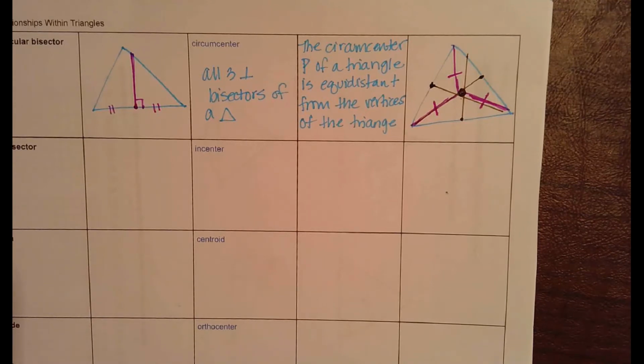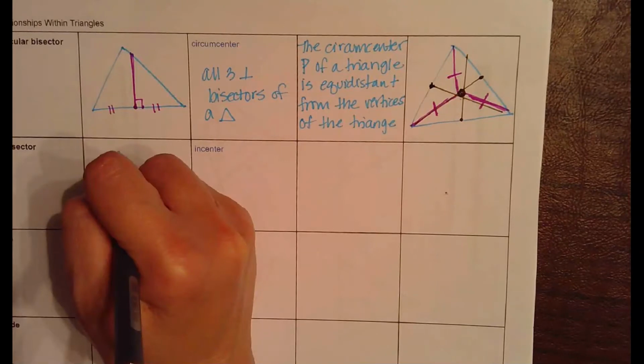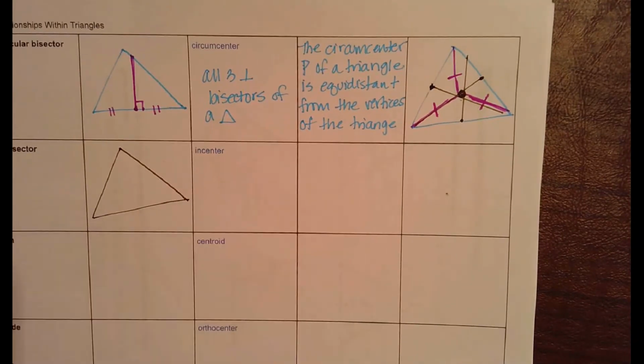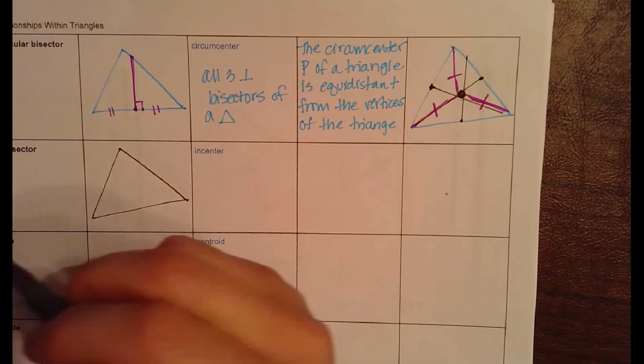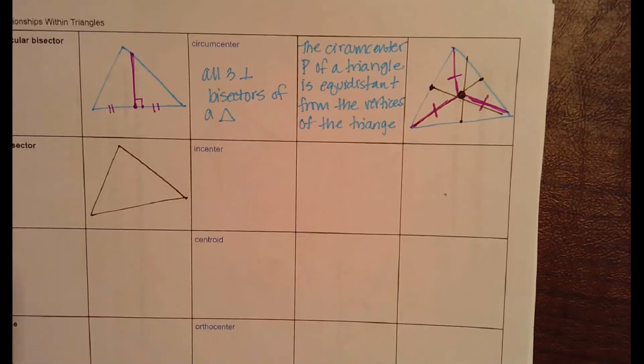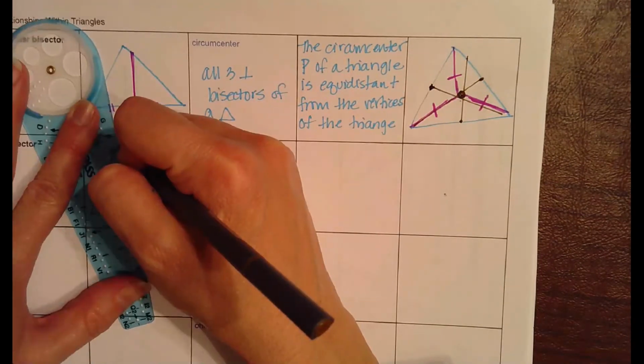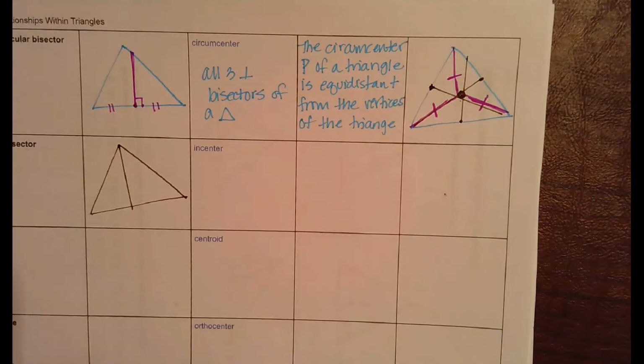All right, angle bisectors. Let's do another one. So I'm going to draw another triangle over here. And an angle bisector basically just bisects an angle, right? So all we do, and I'll show you the construction in a minute, is cut this angle in half so that those two pieces are equal.